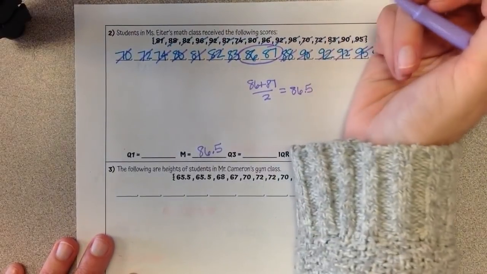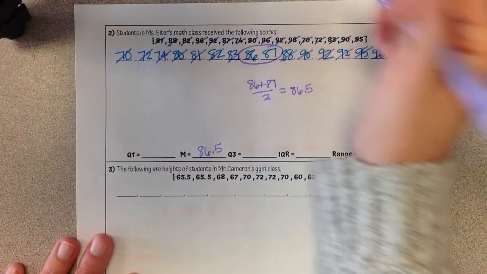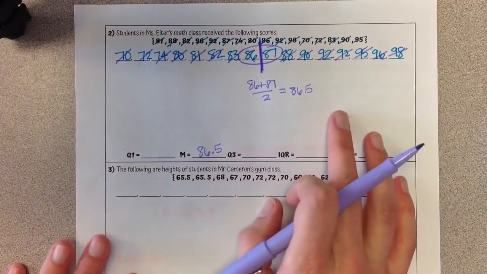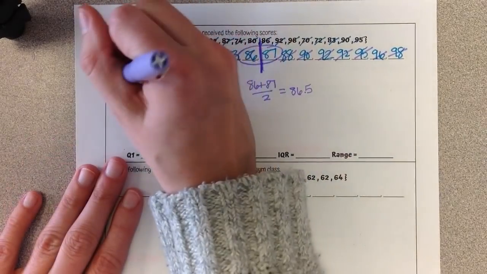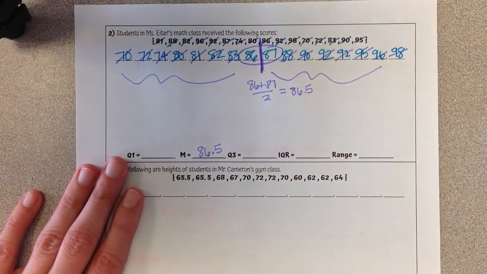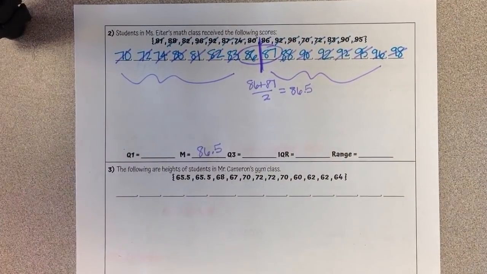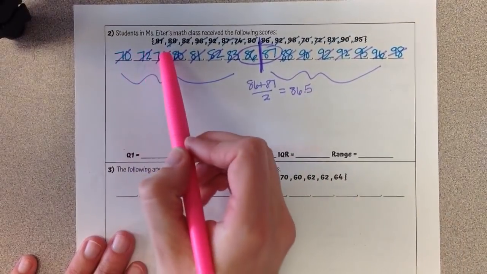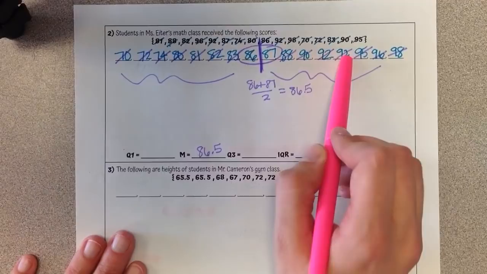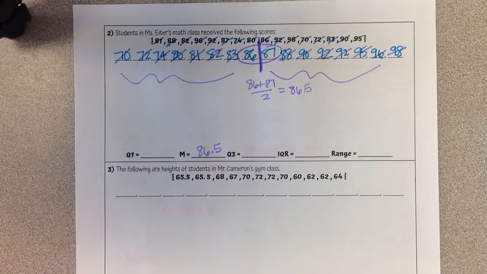Now since I have two values in the middle, what I'm actually going to do is draw a line in between those two numbers. The 86 is going to be included with the bottom half. The 87 is going to be included with the top half. So then it really cuts it in half. We have 1, 2, 3, 4, 5, 6, 7, 8 values in the bottom half, and 1, 2, 3, 4, 5, 6, 7, 8 values in the top half.